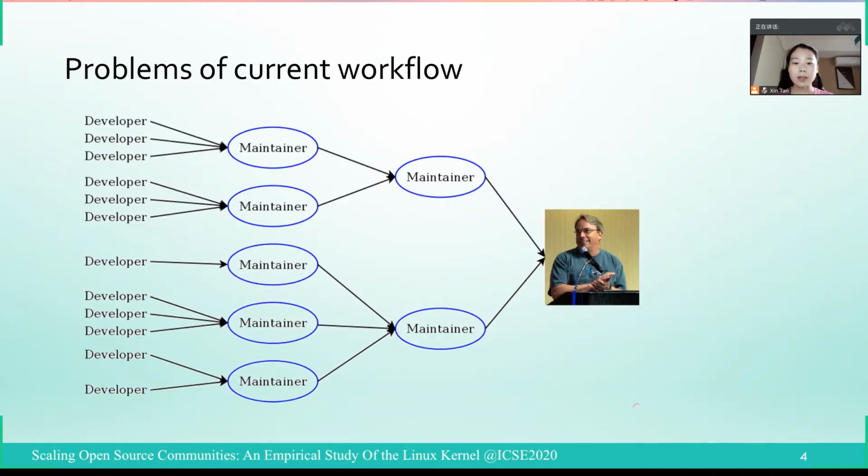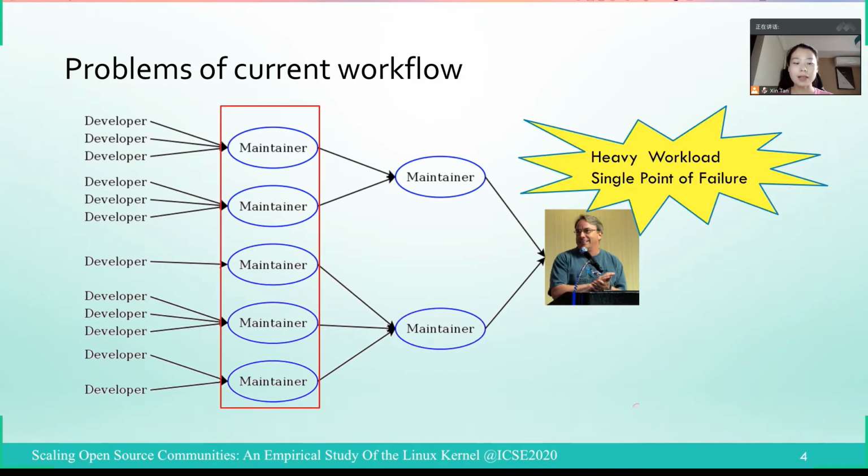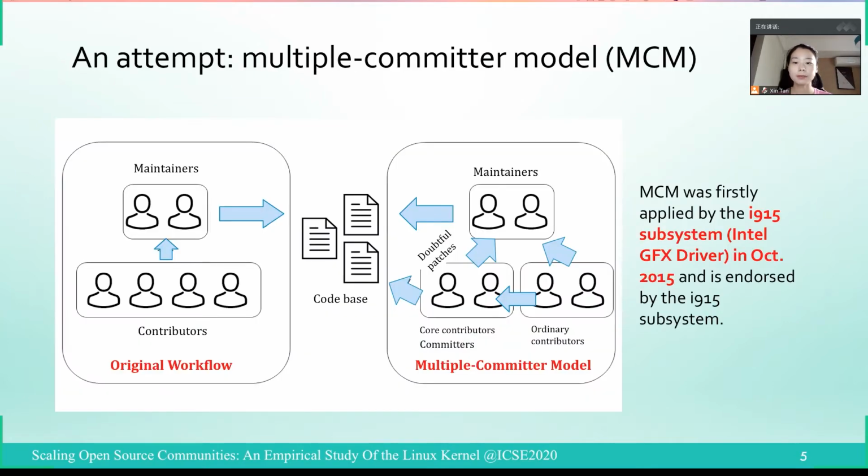The codebase of the Linux kernel is organized into many subsystems. Usually, each subsystem has a maintainer who has commit right and is responsible for the quality of patches. The patches are selected and transferred by the maintainers layer by layer until they are merged into the mainline repository. This workflow makes the first layer maintainers face heavy workload and the risk of single point of failure.